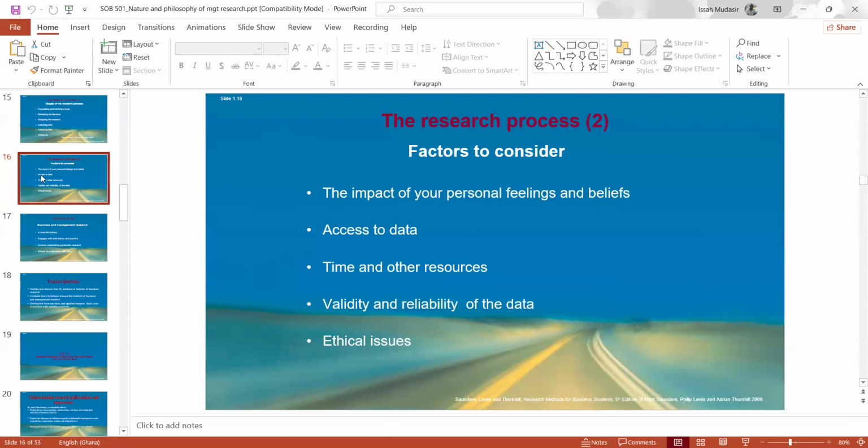Then time and other resources. When you are going to do research, look at the time that you have at hand. For instance, if you are doing an MBA, you have a maximum of 2 years. If you are doing an MSc, a maximum of 1 year. So don't go and pick a topic that will take 3 years to complete.